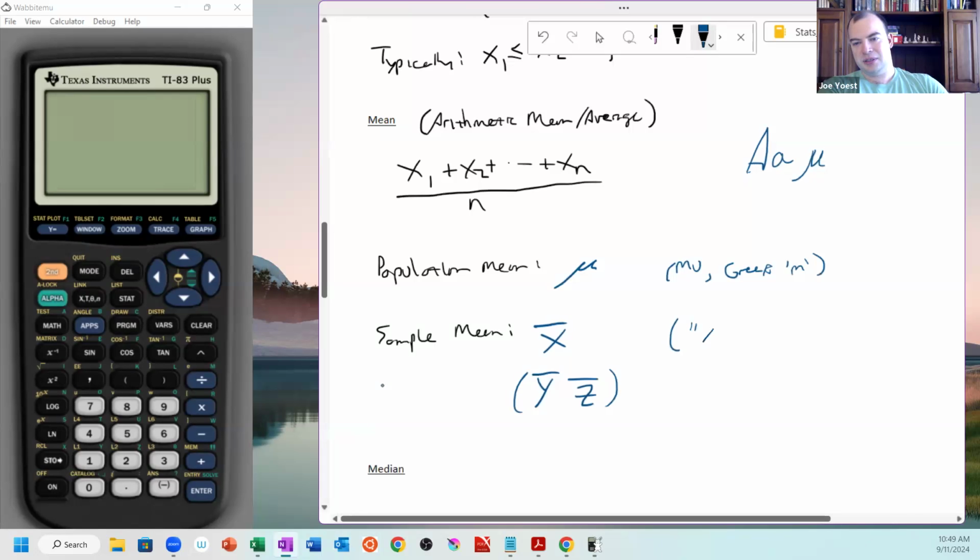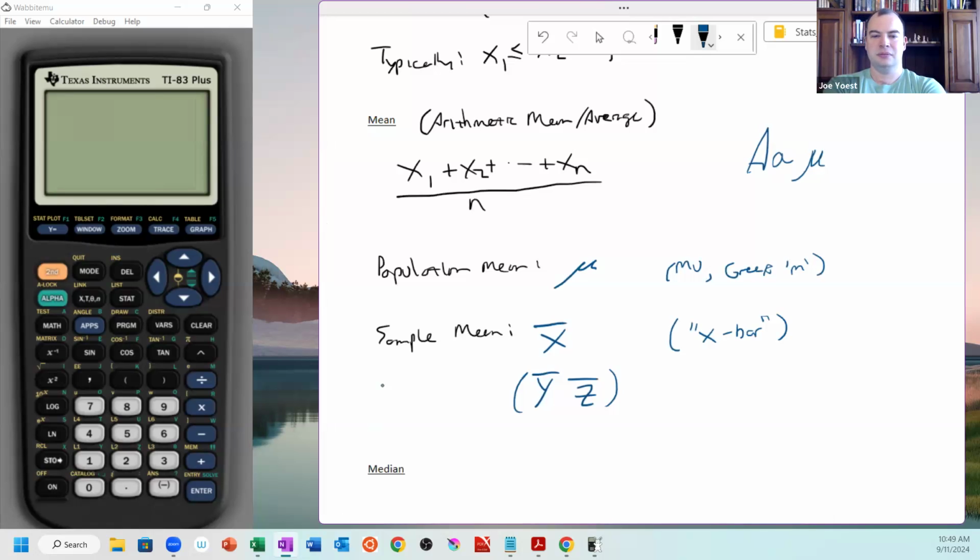We say this as x bar. So I would just pronounce it as x bar, right? If we had x bar equals 3, I would just say it that way. And it's the sample mean. So population mean, sample mean.